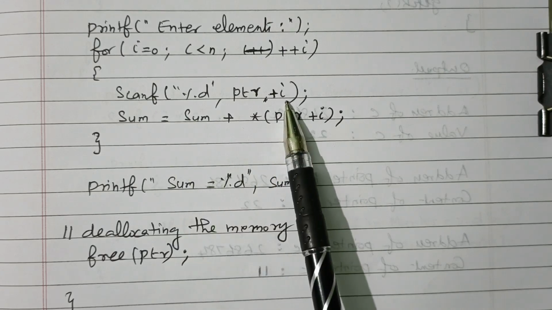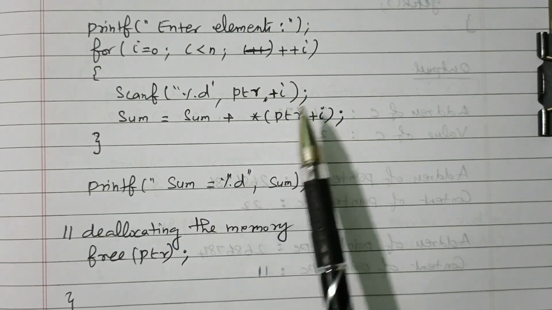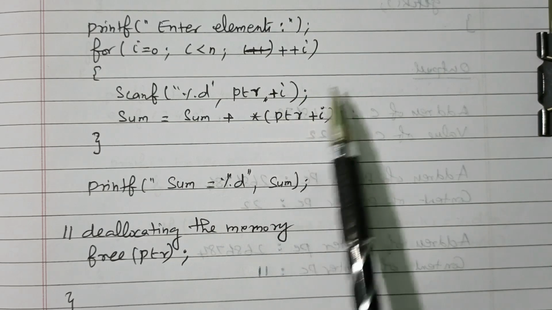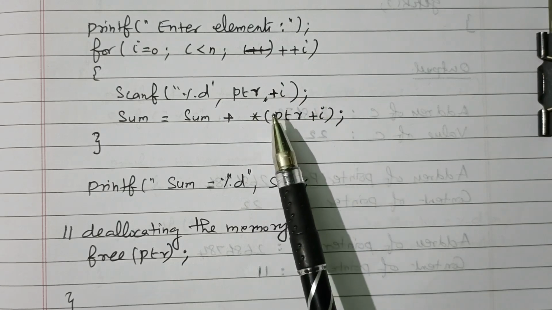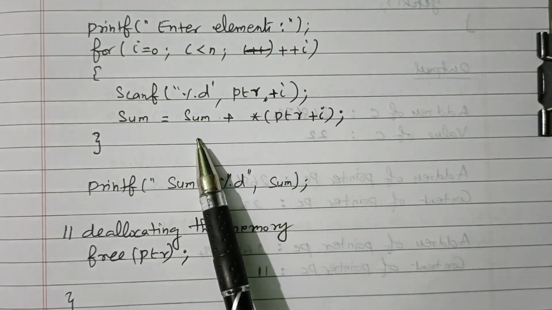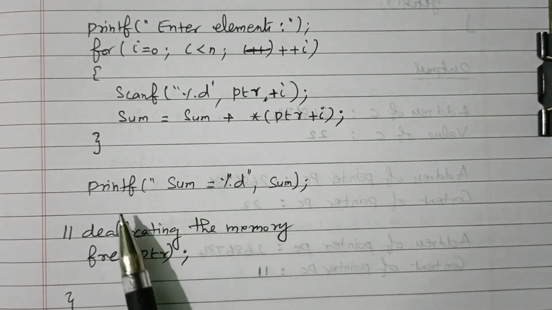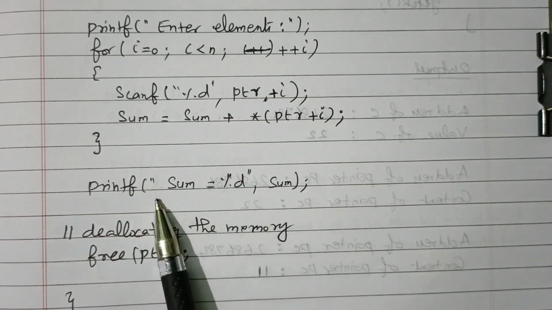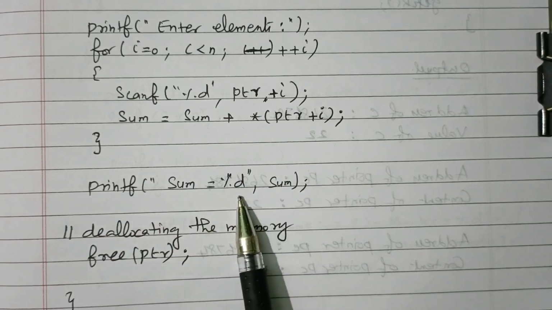This i is incremented because of the increment operator. Initially pointer plus 0 is the first number, pointer plus 1 the second number, pointer plus 2 the third number, like that it will execute. So after executing this for loop, all the numbers are added. That can be printed. printf sum equal to %d, sum. The added value is printed.